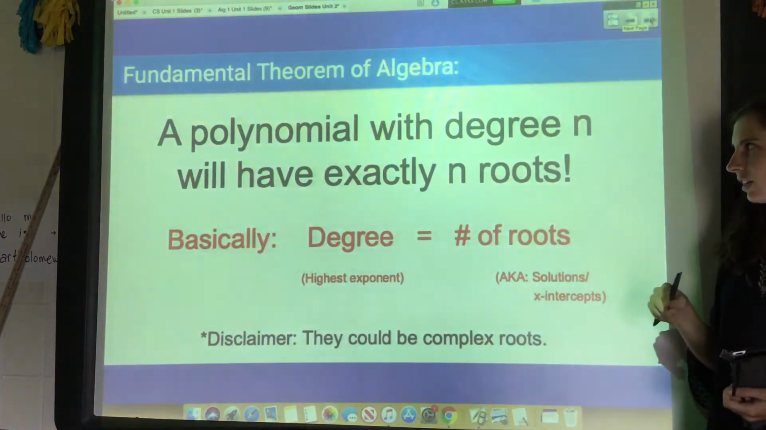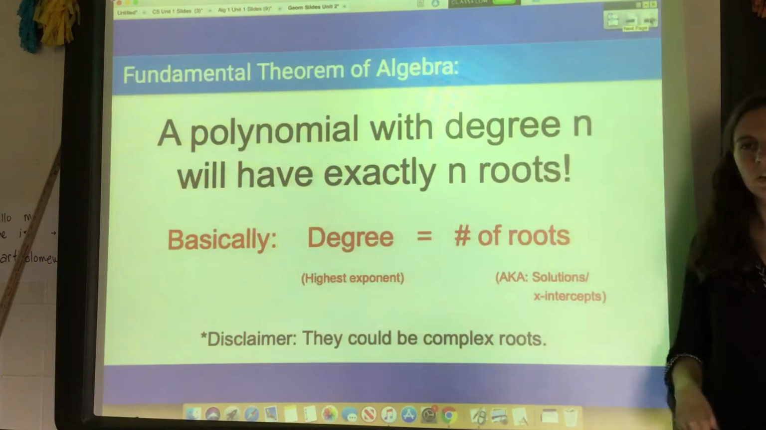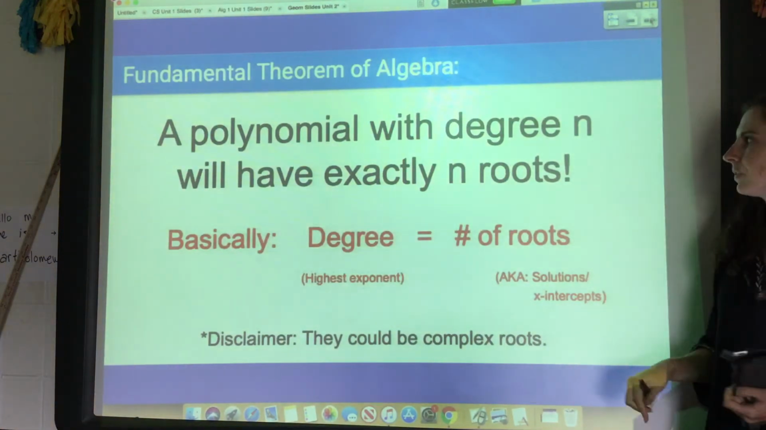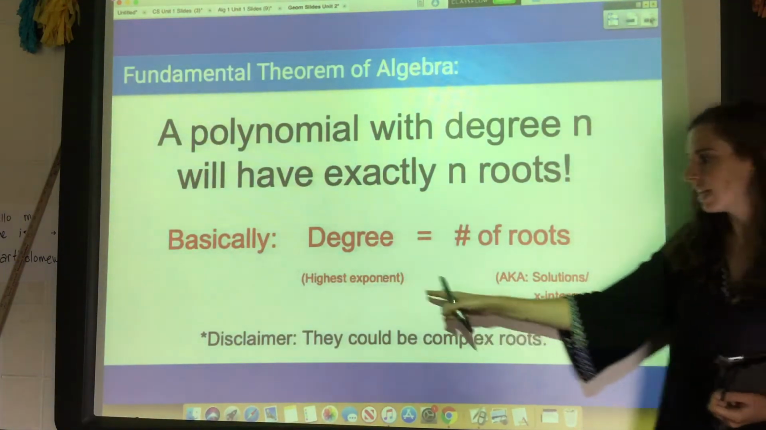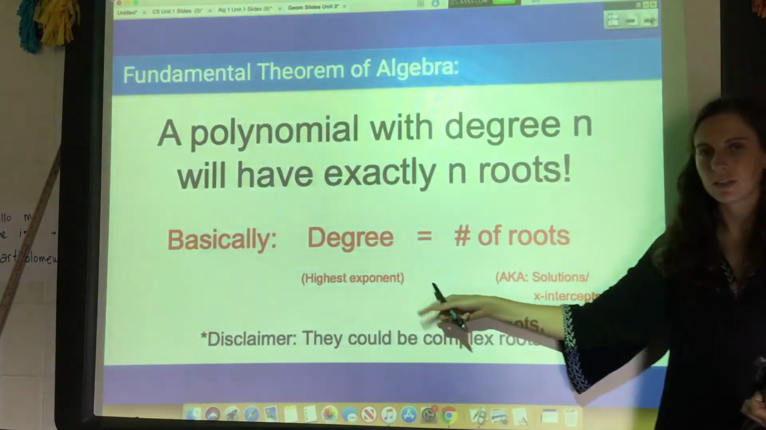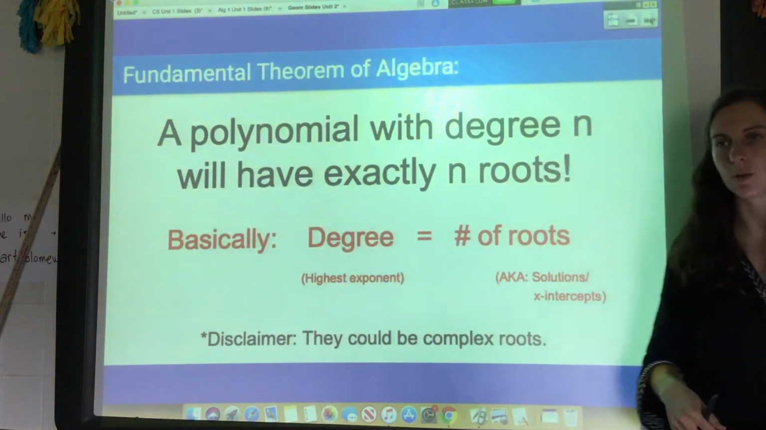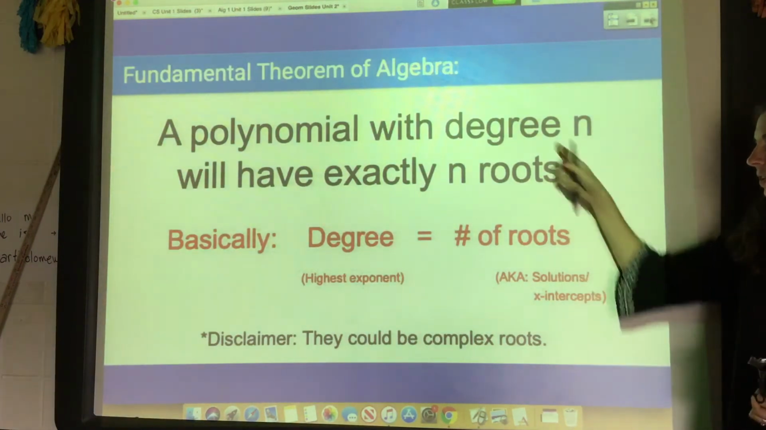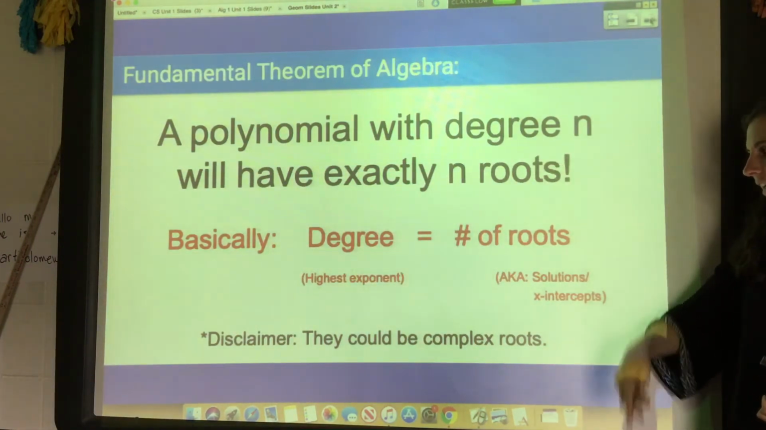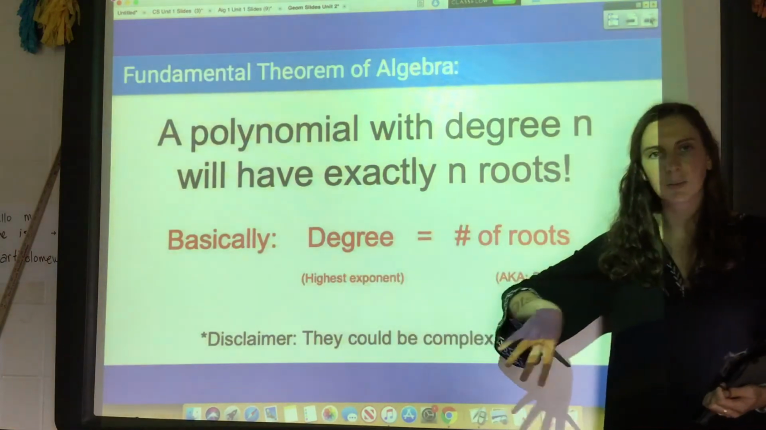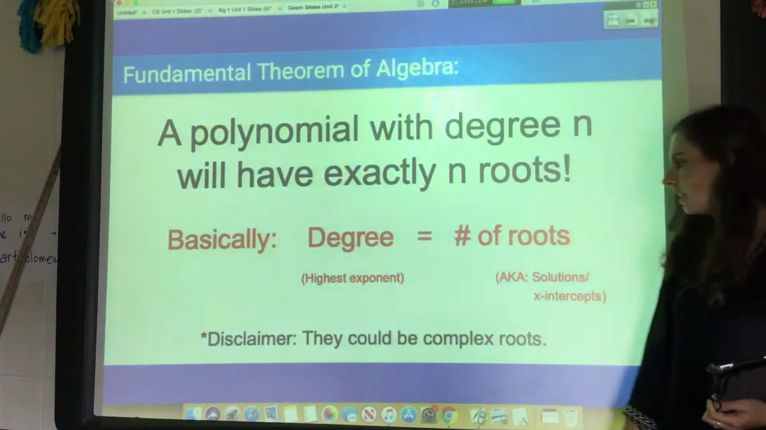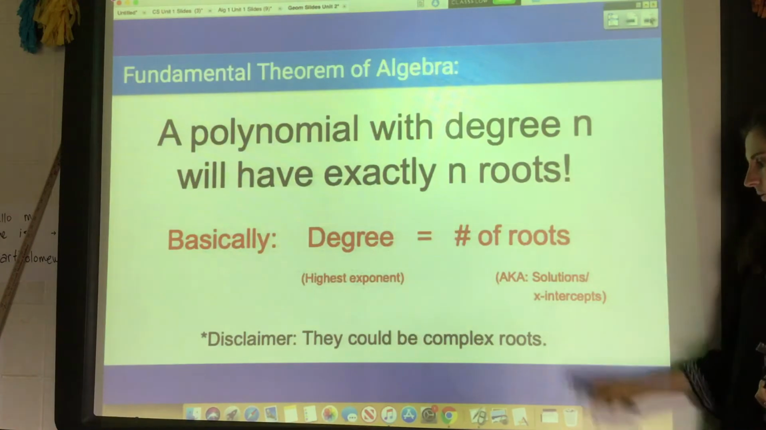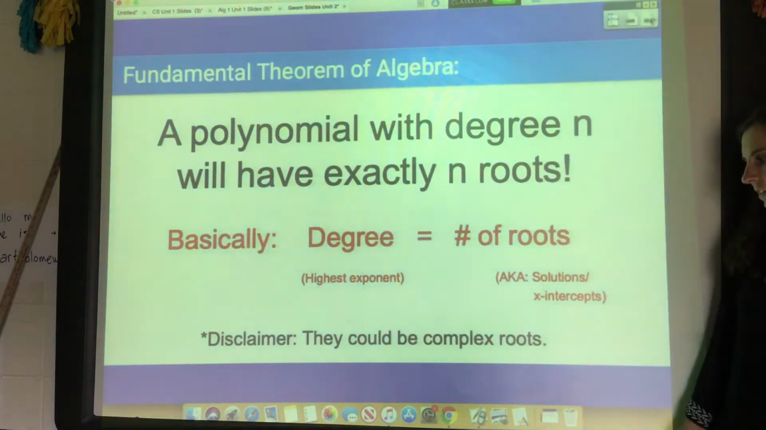Let's break this down a little bit. First of all, what does degree mean again? Degree, if you remember, is the highest exponent, so the biggest exponent in your polynomial. So this, in more simple terms, is basically the highest exponent in your polynomial, the degree, tells you how many roots or solutions or x-intercepts it has.